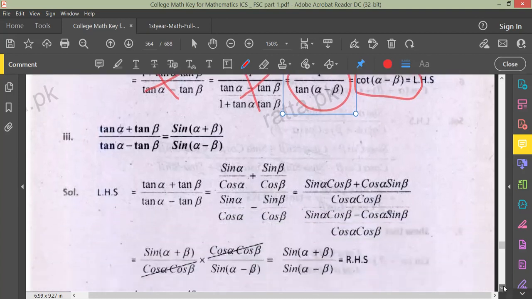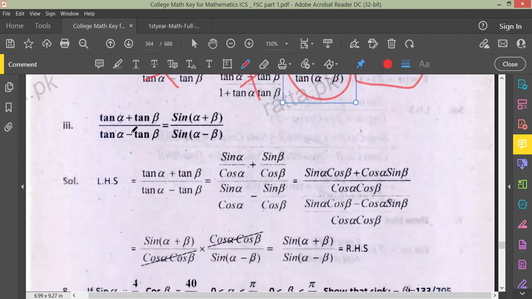Similarly, the third part will be equal to tan of alpha plus tan of beta over tan alpha minus tan beta will be equal to sine of alpha plus beta over sine of alpha minus beta. If we take the left hand side of this question, I am putting the value of tan. So this will be equal to sine alpha over cos alpha plus sine beta over cos beta over sine alpha over cos alpha minus sine beta over cos beta. So after taking LCM, it will be equal to cos alpha cos beta. Similarly, cos alpha cos beta. So this will be cancelled out, and if we write this formula, if we close these formulas, this will be equal to sine of alpha plus beta over sine of alpha minus beta.